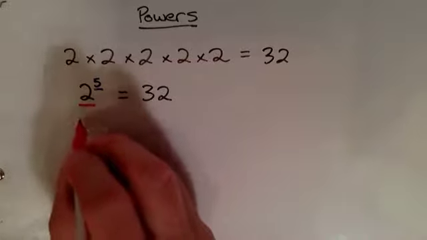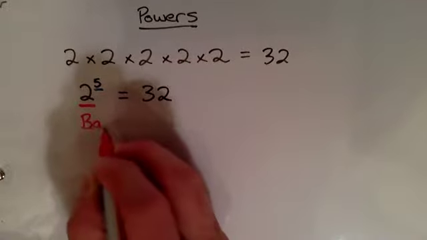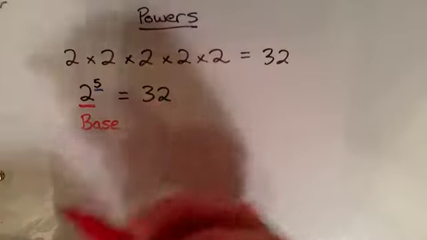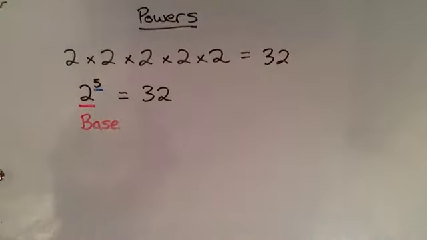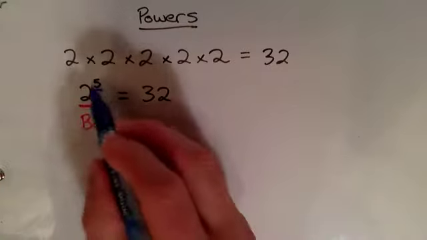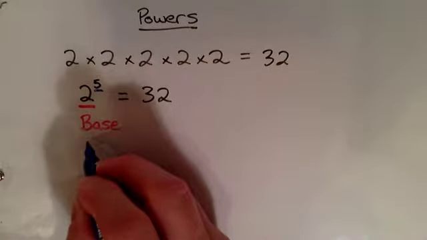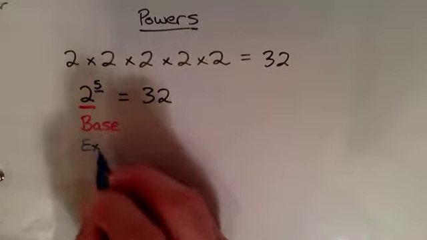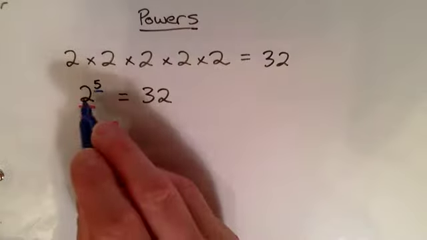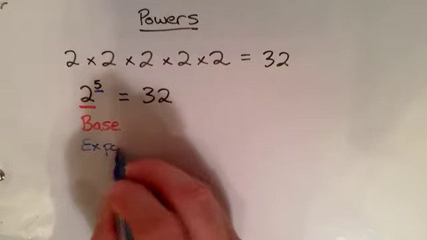So again, the base number is at the bottom, and that's the number that we're multiplying. The exponent is this small number written above, and that is the number of times we're going to be multiplying this number here by itself.